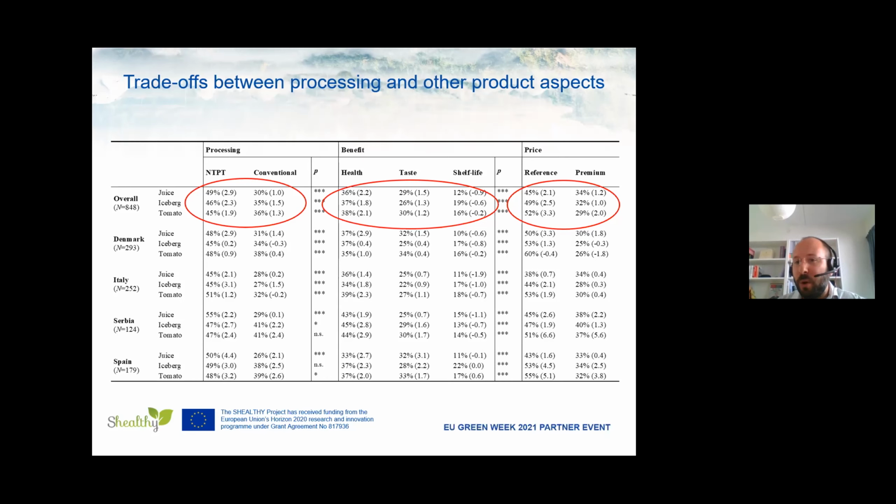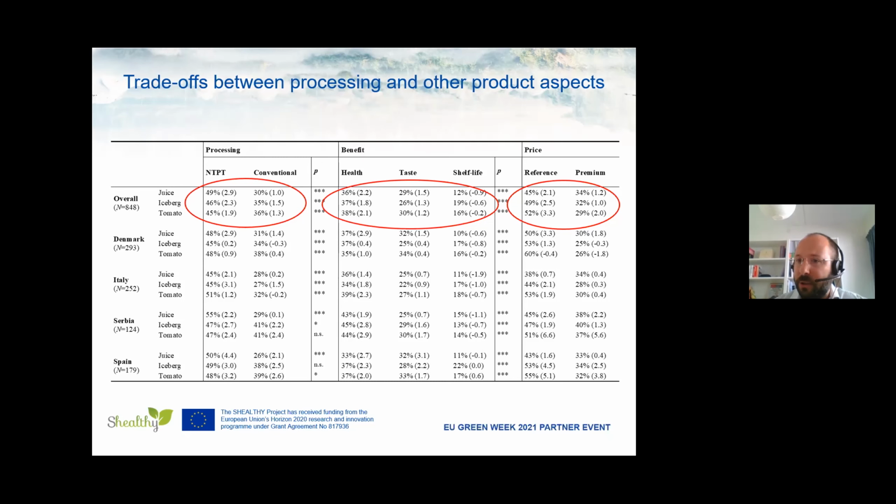And with respect to price, as you would expect, people chose the products more often when they had the reference price. So the reference price was the lower price. So price, as I mentioned before, was the least important of the three aspects. So that's nice, but basically, some people at least would not choose it if there is a price increase, and that's what our results show.